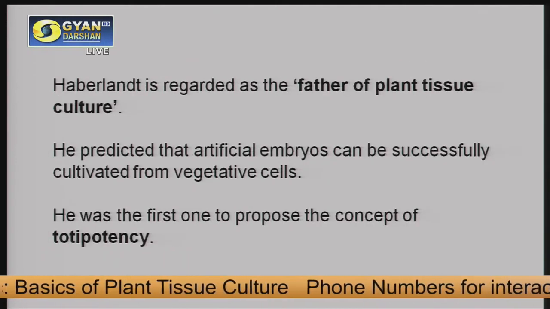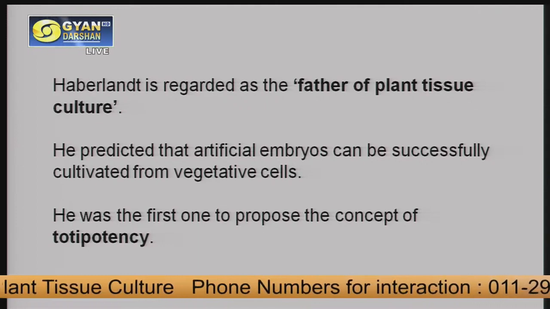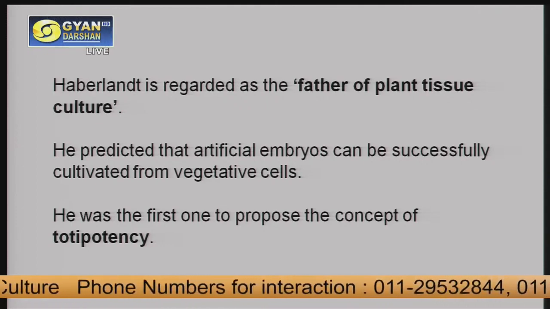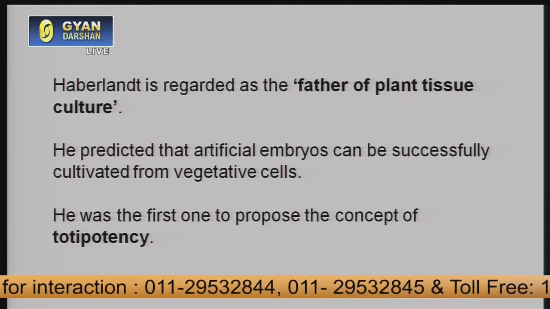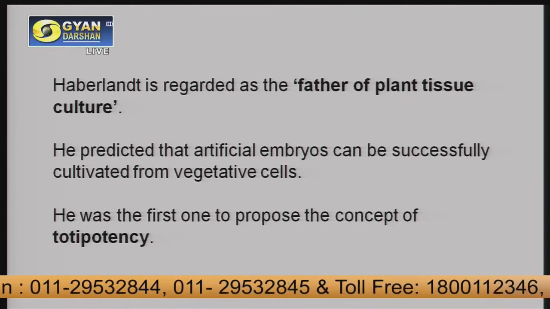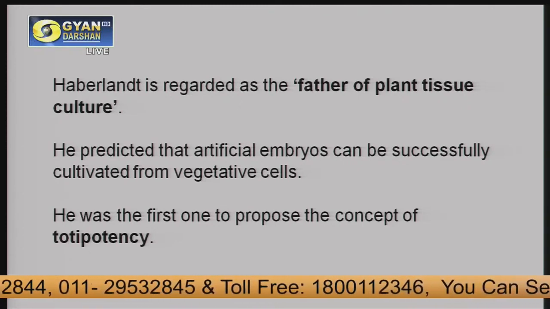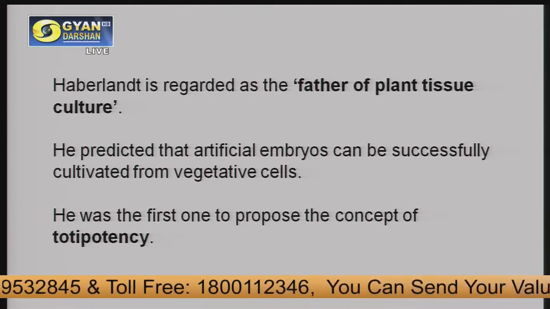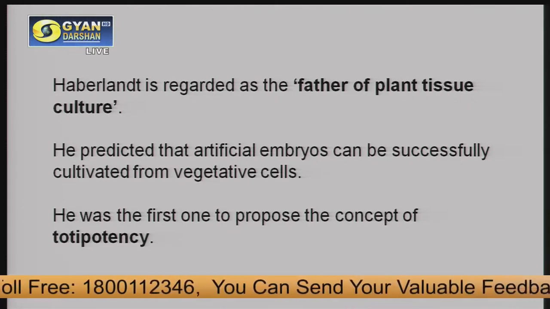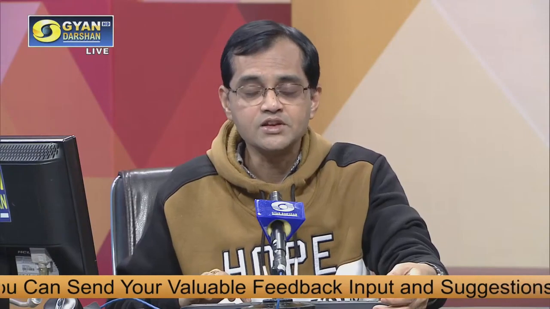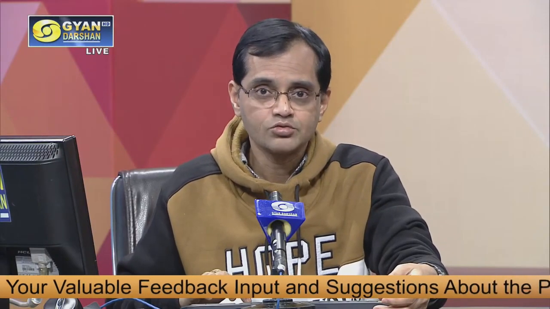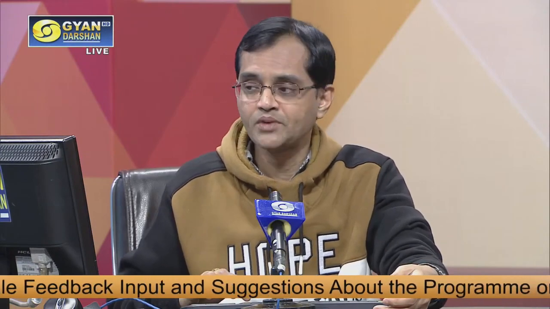So Haberlandt is regarded as the father of plant tissue culture, and he also showed that artificial embryos can be successfully cultured. And from this came the concept of totipotency, where totipotency is the inherent potentiality of every plant cell to develop into a total plantlet, a total plant or mature plant.